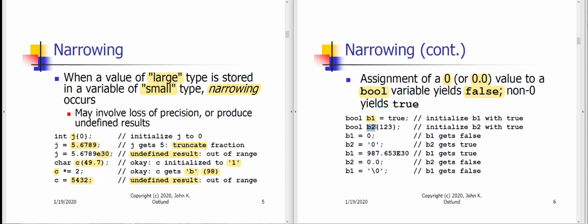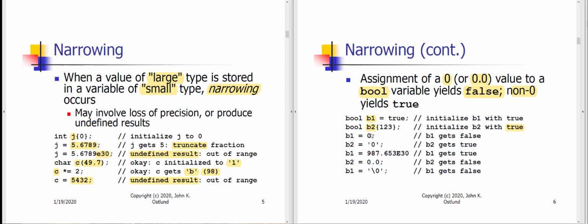In the second statement, I'm declaring a bool variable b2, and in this case I'm using the curly brace notation to initialize b2 to a 123 rather than the equal sign. Now 123, of course, is not true and not false, but because it's non-zero, the effect is that b2 is going to be initialized with the value true.